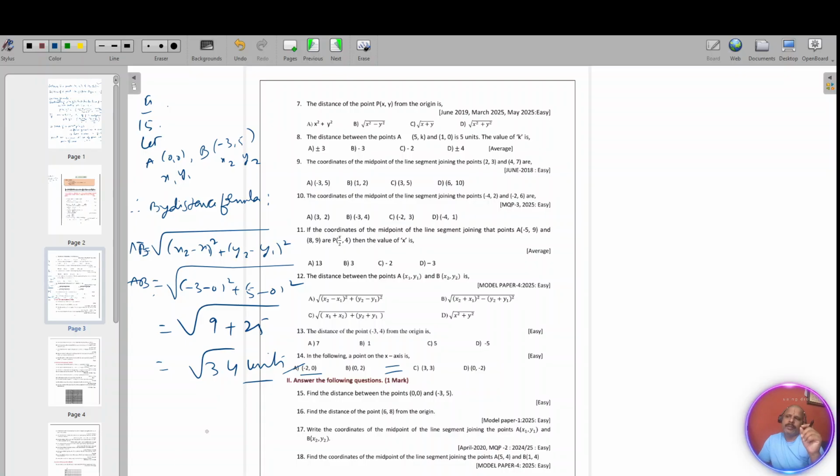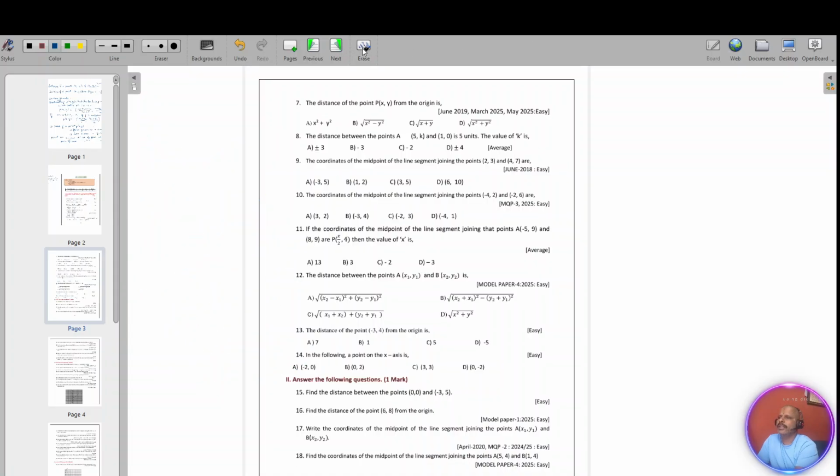Students will make a mistake here. They put only square root of x square plus y square, which is the distance formula from the origin. Don't do that. When they ask the distance of a point from the origin, you do that only. Otherwise, if 2 points are given and they ask the distance, even if one point is 0, 0, you apply the distance formula.